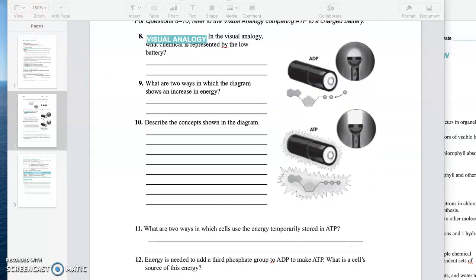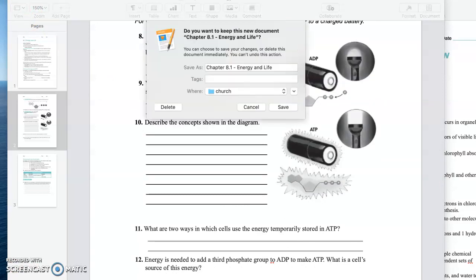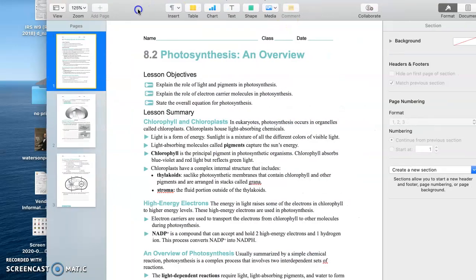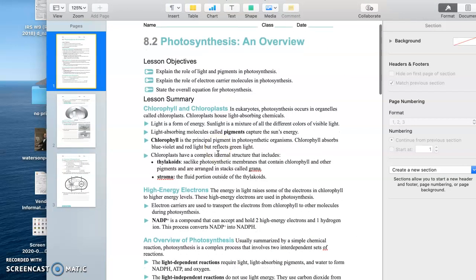Let's look then at this second section, which we didn't spend much time on. I'm going to save that. And I don't know where it went, but here, okay. All right, let's look at this last section. Okay.